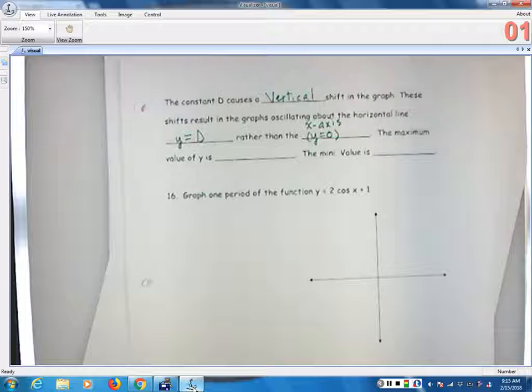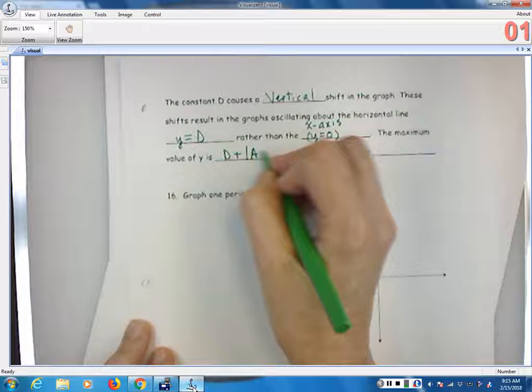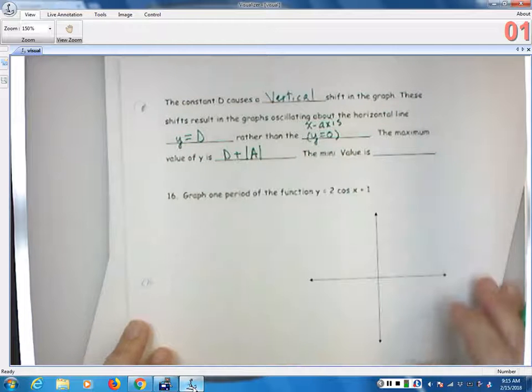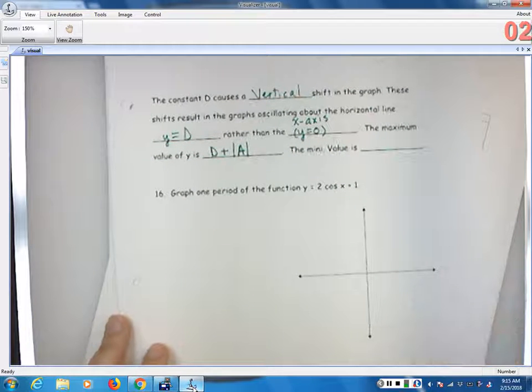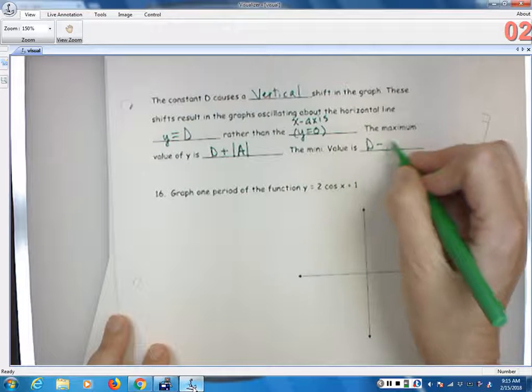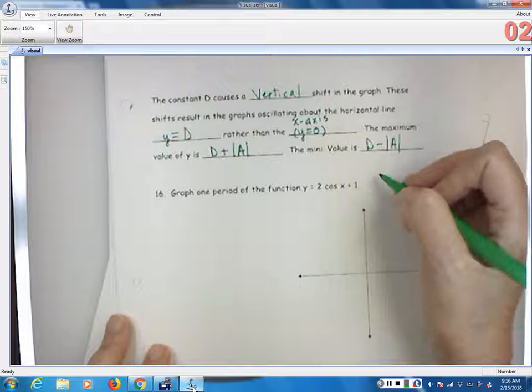And the maximum value of y will be D plus the absolute value of the amplitude of A. It'll be D plus the amplitude, which is the absolute value of A. The minimum value will be D minus A. Okay?